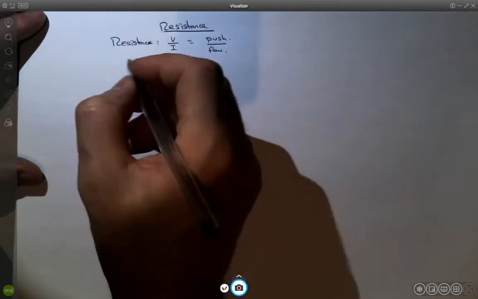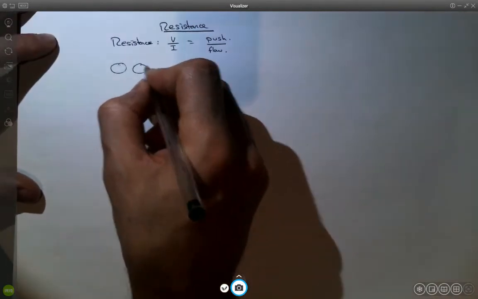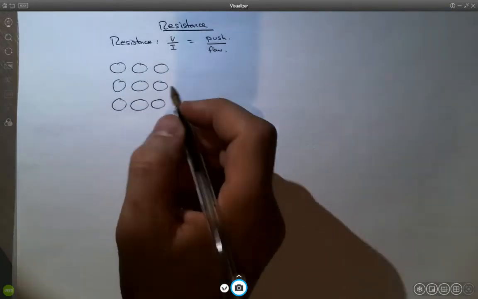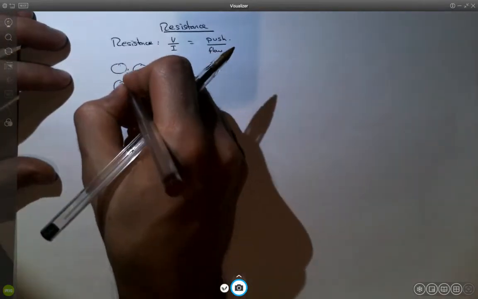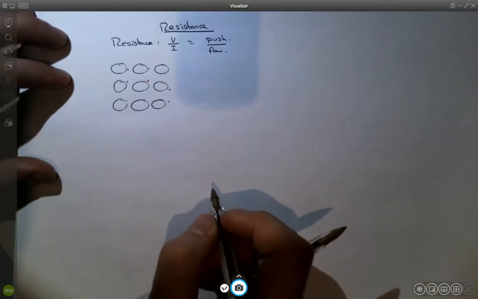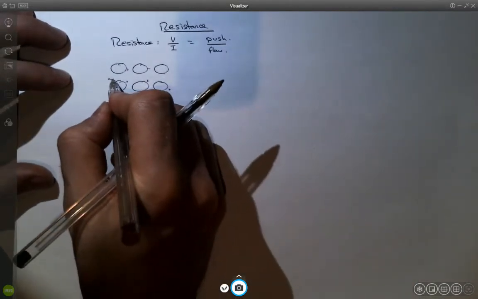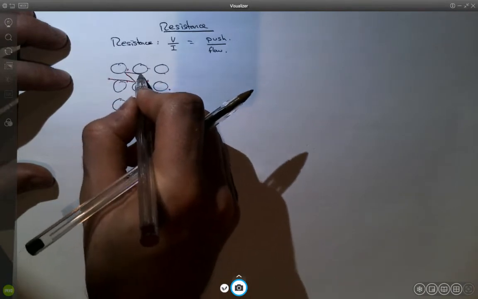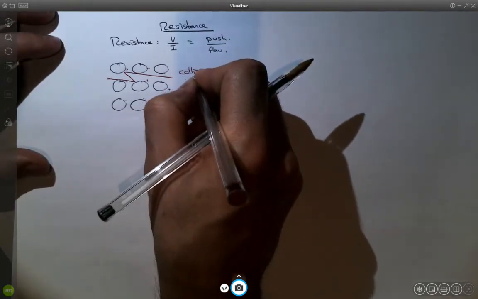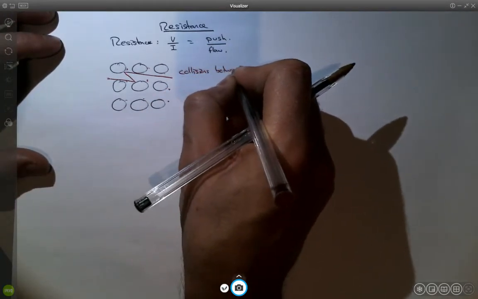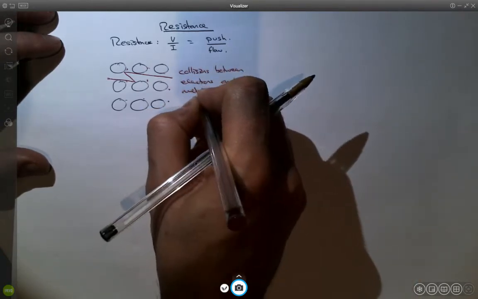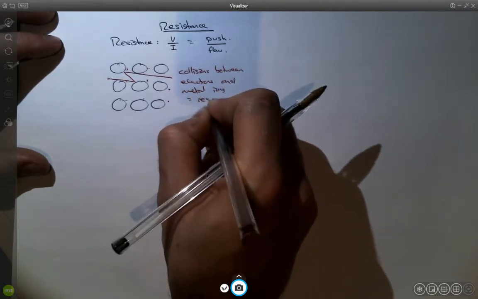So what actually causes it? Well, we need to talk about the structure of metals to really understand this. A metal has a regular lattice and it has delocalized electrons. And as the electrons move through the metal, they will inevitably collide with the ions. So it's the collisions between electrons and metal ions that equals resistance.